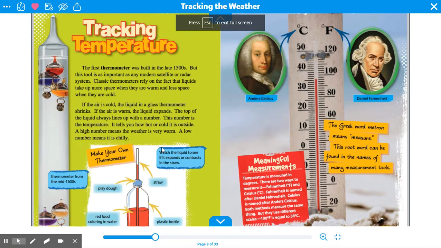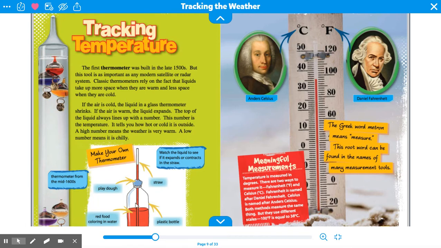All right, I guess that's as big as I can get it. All right, so here it talks about how you can make your own thermometer. And so you've got red food coloring here, a straw, plastic bottle, some Play-Doh to hold that straw in there.